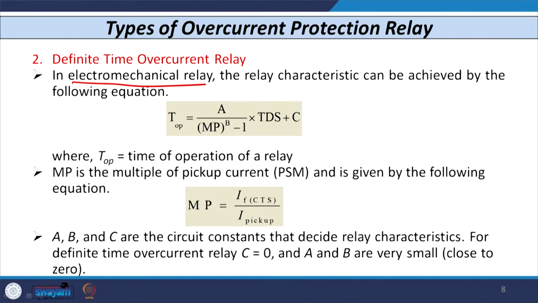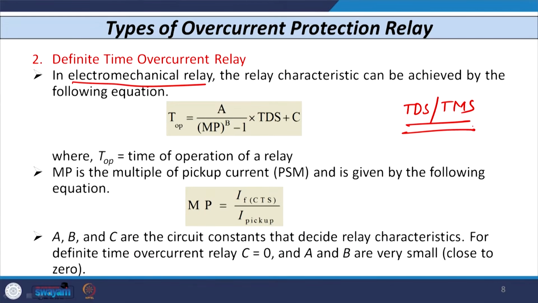The value of TDS is known as the time dial setting of the relay, or sometimes it is also known as the time multiplier setting of the relay. Both are the same. The time multiplier setting is nothing but the dial setting of the time setting of the relay. The manufacturer provides the time dial setting from 0.1 second to 1 second in steps of 0.05 second or some other range. This dial setting is known as the time dial setting, and based on this time dial setting, the time of operation of the relay varies.